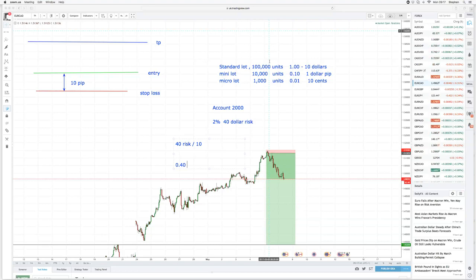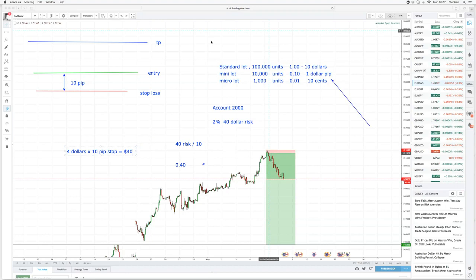So when we look at our mini lot, we can see that one lot is equivalent to about $1 a pip. So 0.4 would be $4 a pip. So we take our $4 a pip, times our 10 pip stop, equals $40. There it is. That is the easiest way to work out a lot size.